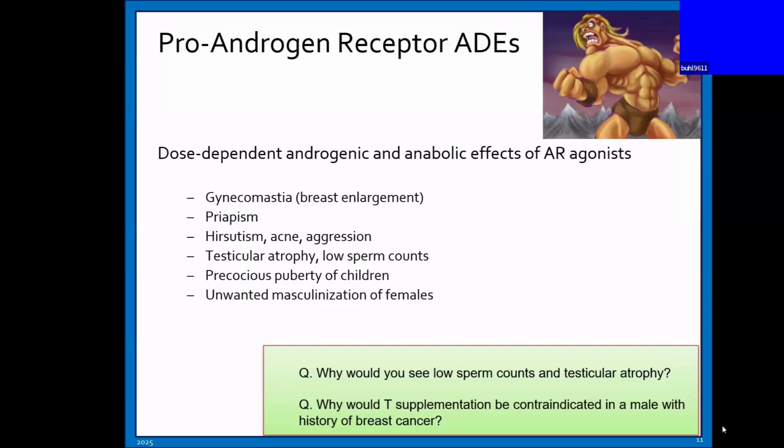We can see precocious puberty in children. If you read the warning labels on testosterone androgen agents, you can see testosterone effects and precocious puberty in kids that are like 6 years old. So they're pretty serious when they say don't let these drugs get in contact with kids. And then similarly, unwanted masculinization of females who are in contact with these drugs. So we already kind of answered why you would see a low sperm count. That's because of that negative feedback.